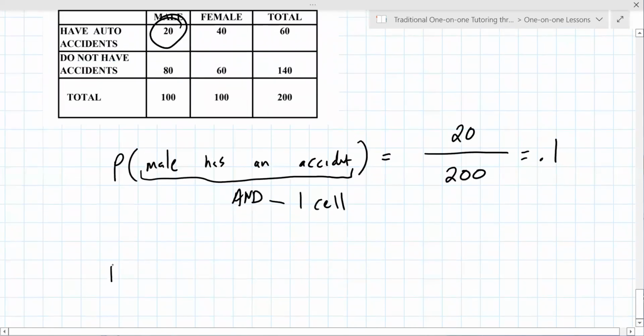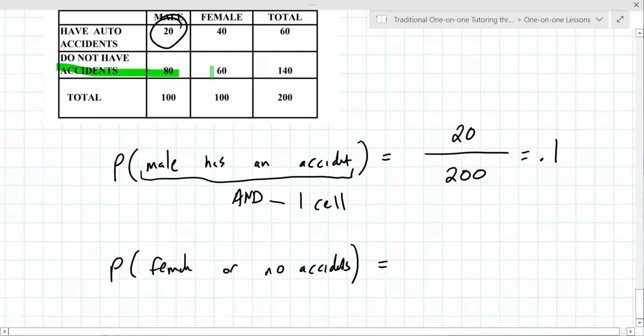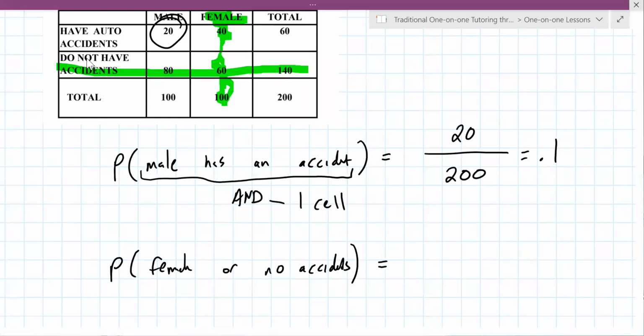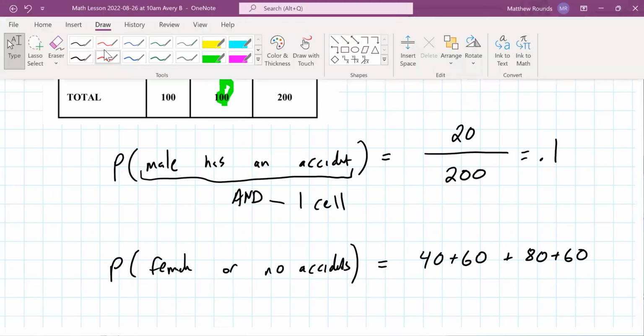Now I could also ask you for something like the probability that it's female or no accidents. I'm going to color code this one because it's easy to do. There are two possibilities. You could either have no accidents, or you could be a female. Do you see how there's an overlap there? The or means you don't want to double count. If I just went female, female is 40 plus 60, or 100. And then the no accidents is 80 plus 60. Do you see how I've double counted the 60? You don't want to do that, so you remove one of them.